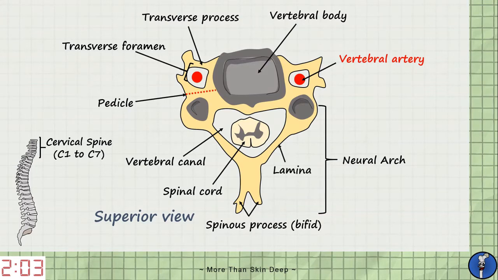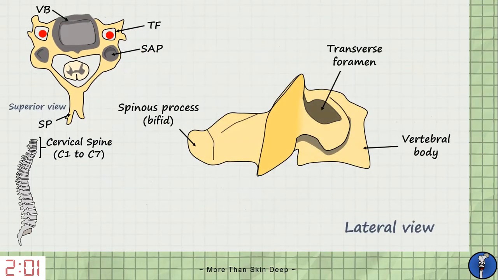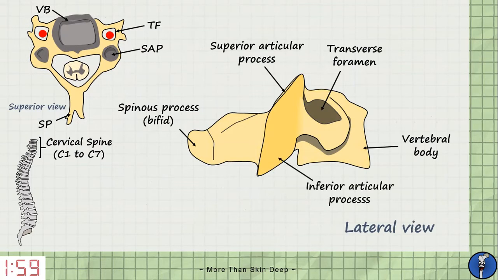The vertebra also have 4 articular processes, 2 superiorly and 2 inferiorly, to allow smooth articulation with the vertebra above and below. The bony connection between the superior and inferior facets is known as the pars interarticularis.